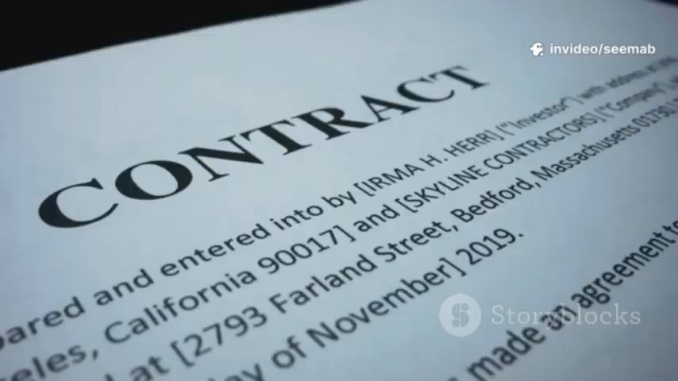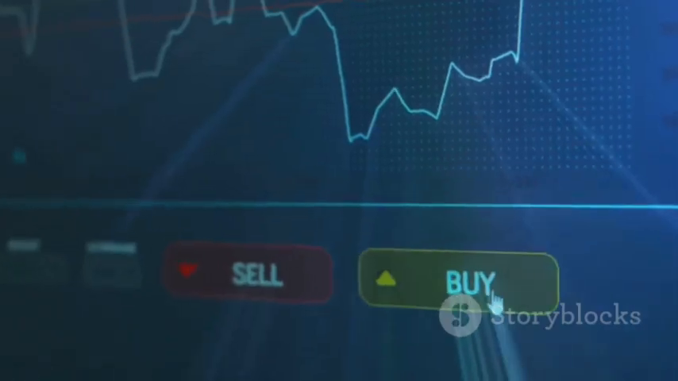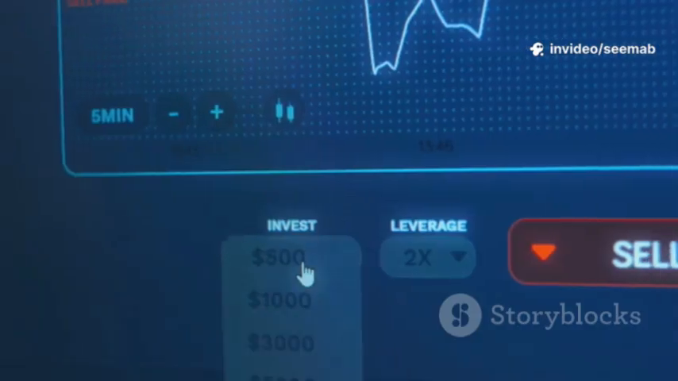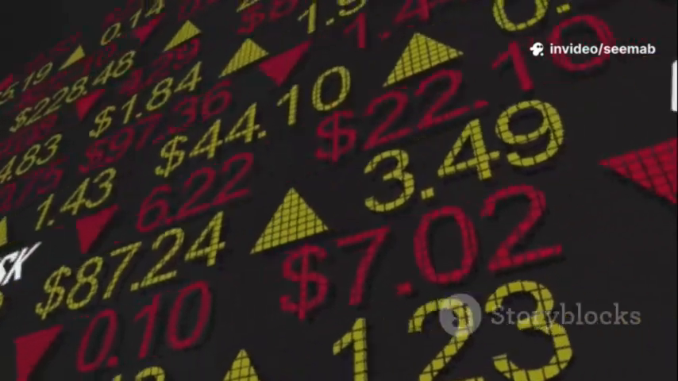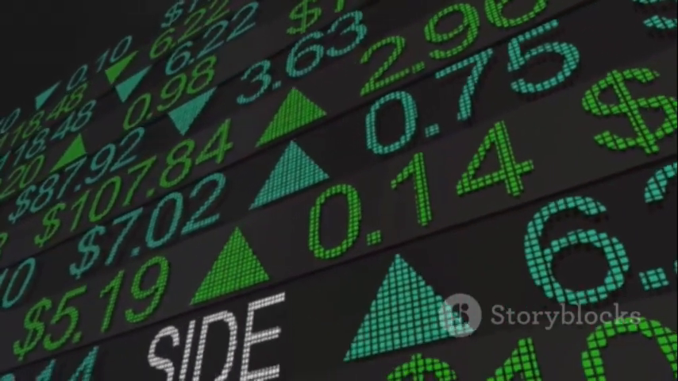Forex CFDs, contracts for difference, let you speculate on currency price moves without owning the currency. You profit or lose based on the difference between your entry and exit price. CFDs are popular for their simplicity and high leverage, but that leverage can amplify losses as well as gains. Most retail platforms use CFDs. They're accessible but risky. Understand leverage before trading, perfect for short-term speculation.